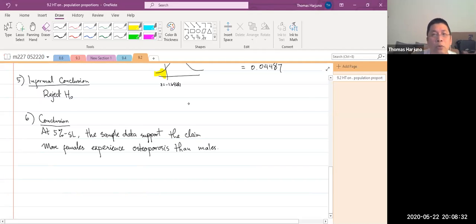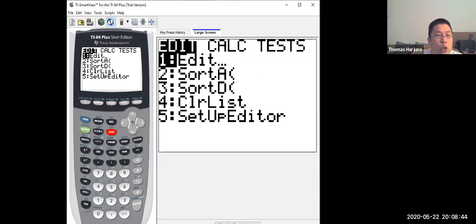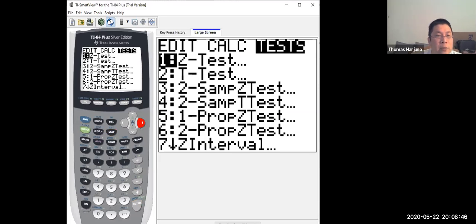Let me go back to our calculator. If you want to confirm your answer using the calculator, okay, but never show this in your test. This is not how I want you to show me the work. You will go to 1 proportion Z test. No, I'm sorry, this is 2 proportion Z test. It's 2 proportion.